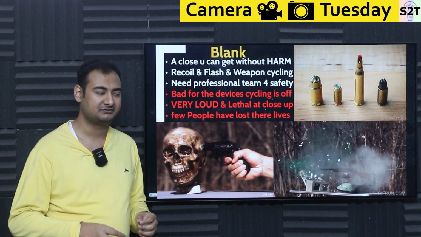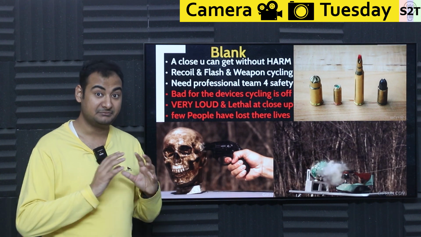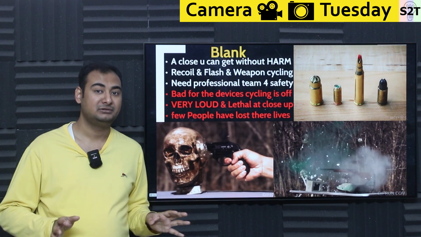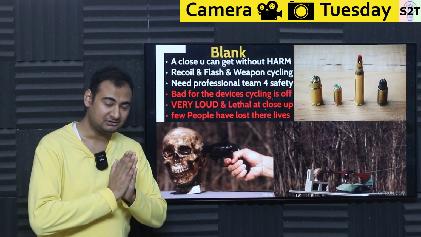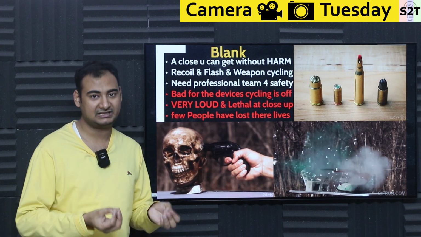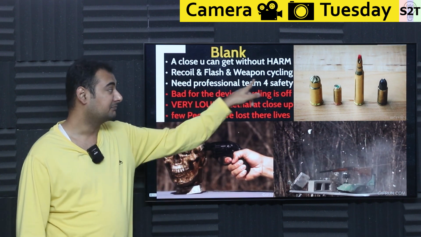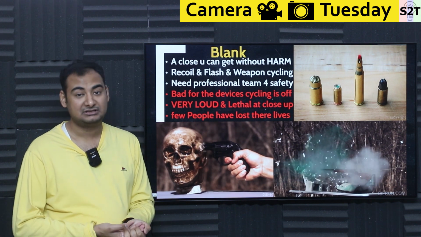Then you have flash, really necessary for the camera, especially in night scenes. Daytime, it does not make that much of a difference, especially outdoors. But in nighttime, it makes a huge difference. The flash cannot be faked. Light is one of those things that you have to put in the scene, only then can you truly capture it. So it has the flash and weapon cycling, specifically important for automatic weapons.